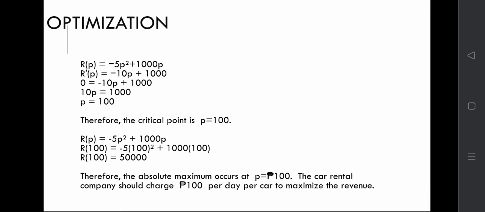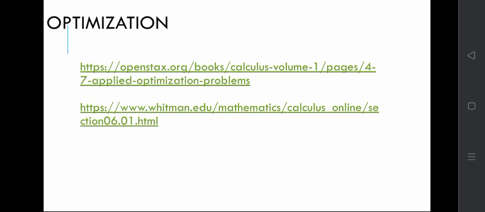So therefore the absolute maximum occurs at P is equal to 100 pesos, and the maximum revenue that we could get is 50,000 pesos. So that's it for our lesson for today.